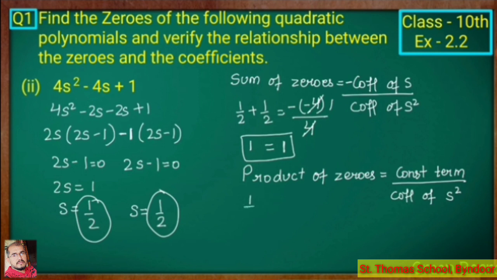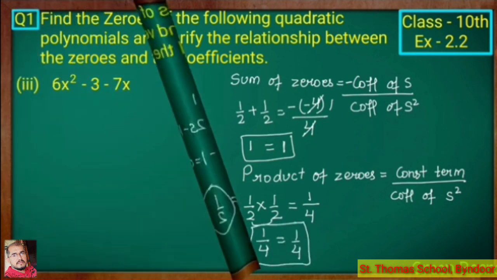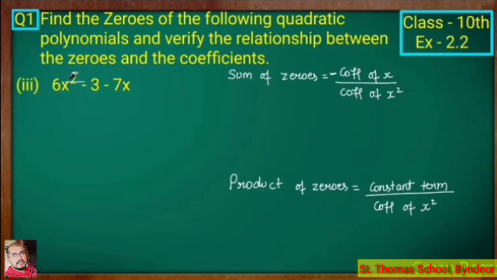Now the product of the zeros. 1 divided by 2 into 1 divided by 2 equals constant term divided by coefficient of s square. The constant term here is plus 1, and the coefficient of s square is 4. So the left hand side, 1 by 2 into 1 by 2, is 1 divided by 4, which equals 1 divided by 4. LHS and RHS are equal, so it's verified. Now I'll move to question number 3.